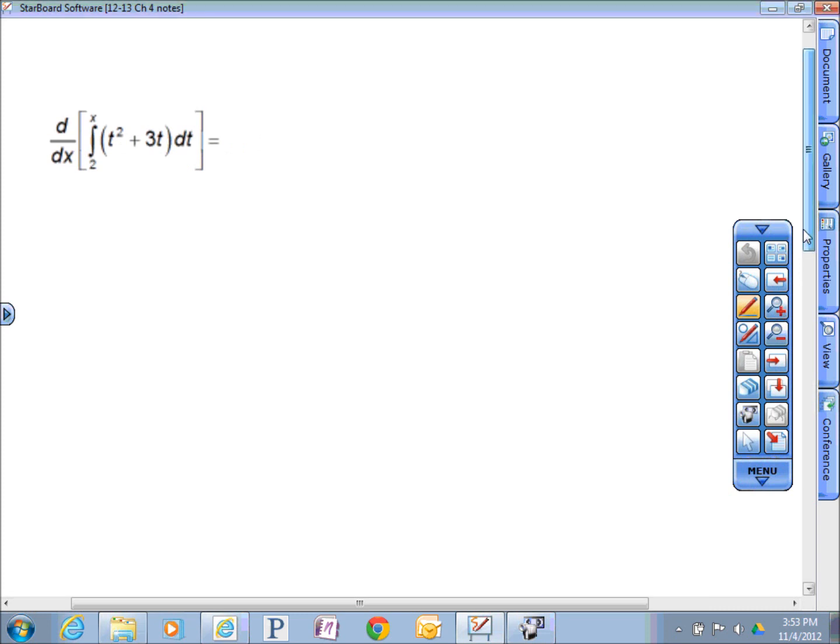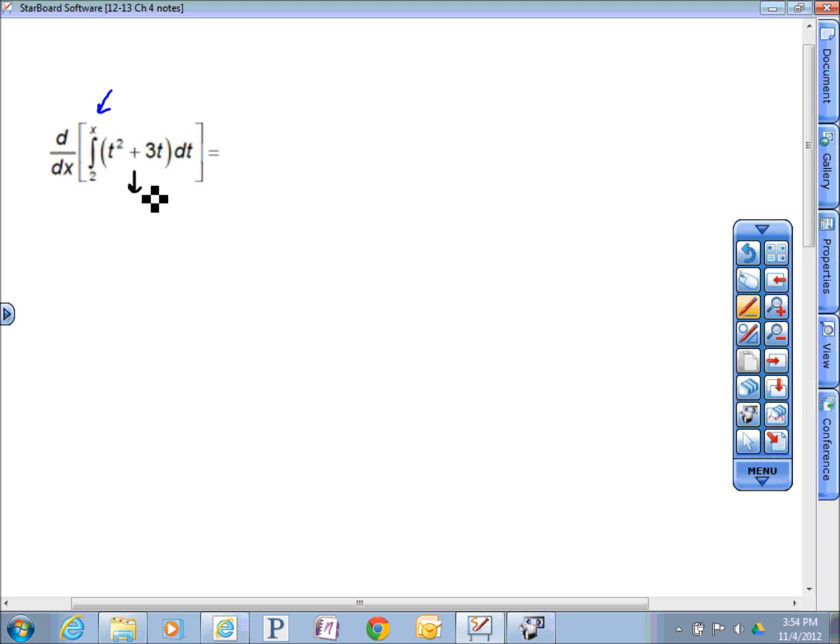It looks like we're supposed to take the derivative of this definite integral, but this definite integral, interestingly enough, has an upper bound that's a little goofy. That upper bound is an x, and we're supposed to be integrating with respect to t. So let's see if we can piece this together. Let's see if we can do this. So if I wanted to carry out this integral, let's see.